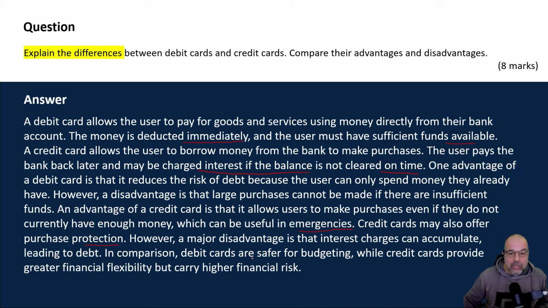In comparison, debit cards are safer for budgeting. Okay, so a debit card is always easier to budget because you know how much you've got left. That's it. You don't owe anything. What you have purchased has come from your money. You don't owe anybody anything. And what you've got left is what you have left. While credit cards provide greater financial flexibility, they carry higher financial risk. Higher risk because you can end up in debt.